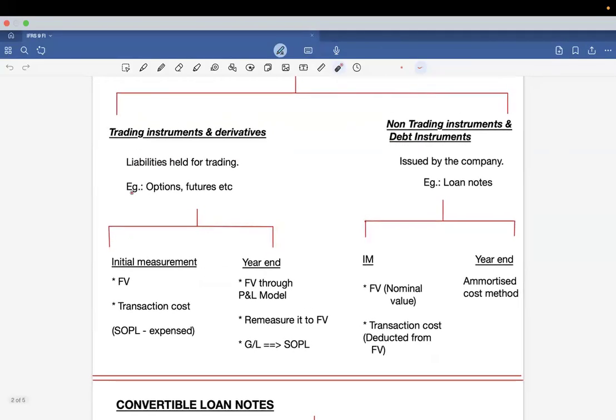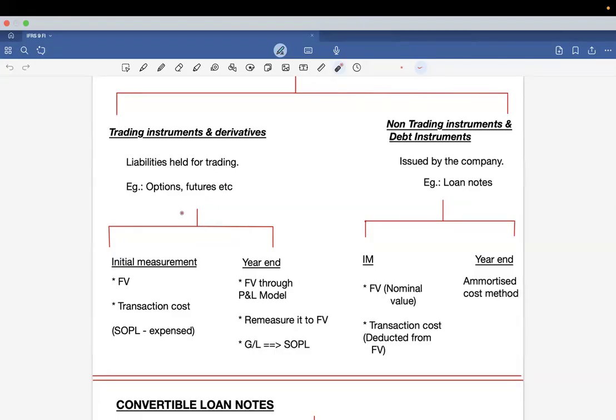So the trading instrument, from the name itself, it is evident that it can be traded to someone else at any time. That means you're going to pass the obligation to someone else. Clear? So if the liabilities are held for trading, it is a trading instrument. Examples are options, futures, etc. Options and futures are derivatives. Derivatives are hedging instruments. Hedging is done so as to minimize the risk of uncertainties that may happen with your assets in the future. For the knowledge, it is enough.